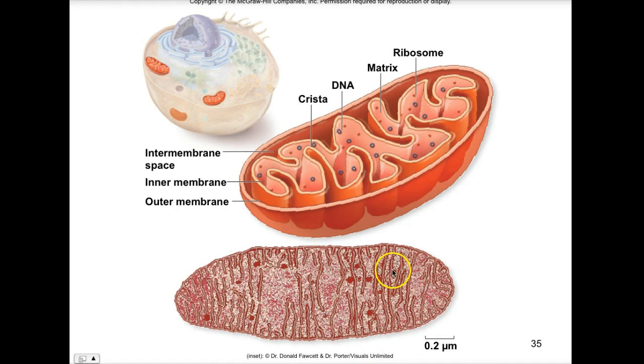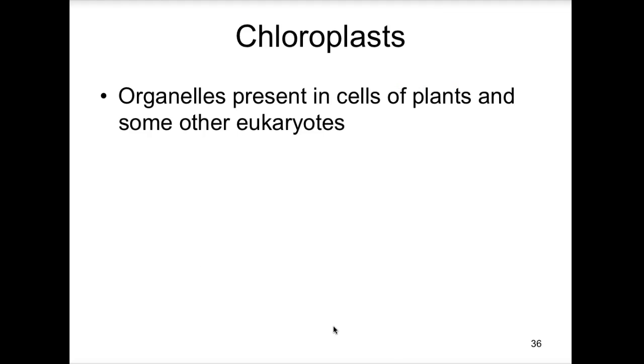Over here you see an electron micrograph. So essentially, the mitochondria is going to be that organelle where cellular respiration takes place. So it's going to produce energy for the cell.